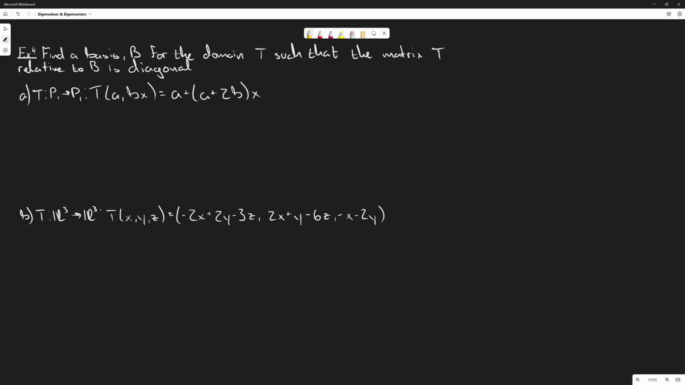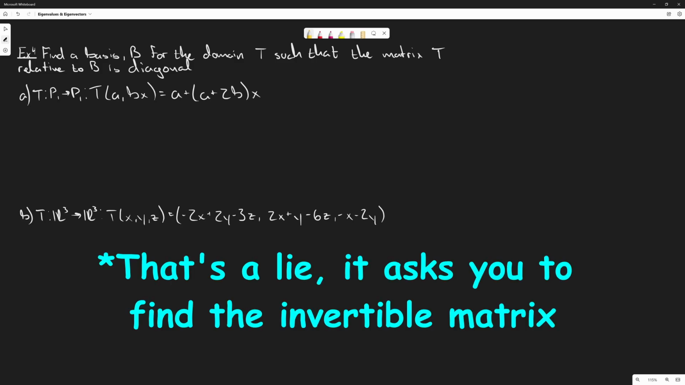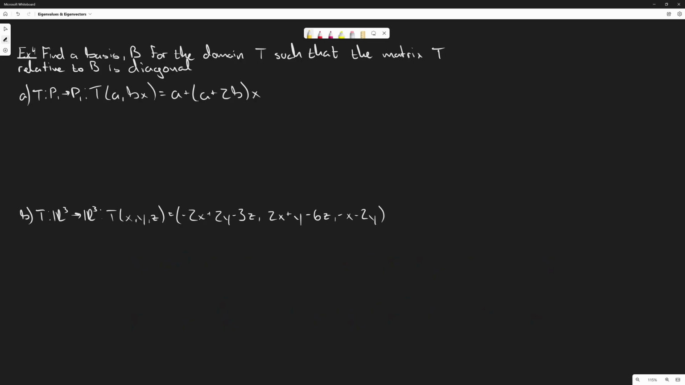This example tells us to find a basis B for the domain of T such that the matrix of T relative to B is diagonal. In other words, just find a diagonal matrix. It's pretty straightforward, but the way they word it is kind of weird. For the first one, we have T from P1 to P1, where T of a plus bx is equal to a plus 2b quantity times x. This one is a polynomial one.